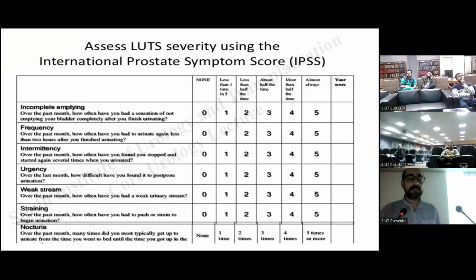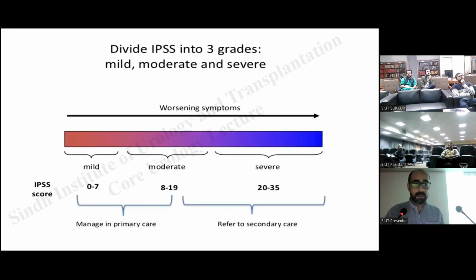These are symptoms. These lower urinary tract symptoms are assessed by the IPSS score. It is a questionnaire which is asked from the patient, and if the score is 0 to 7, the symptoms are graded as mild. If the score is 8 to 19, it is graded as moderate, and 20 to 35, these are severe.